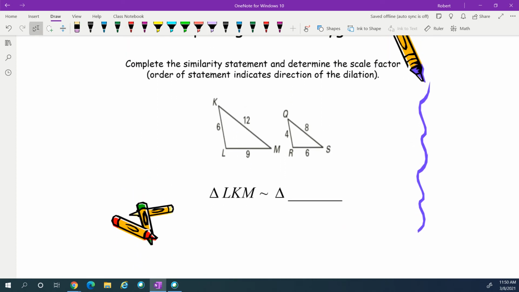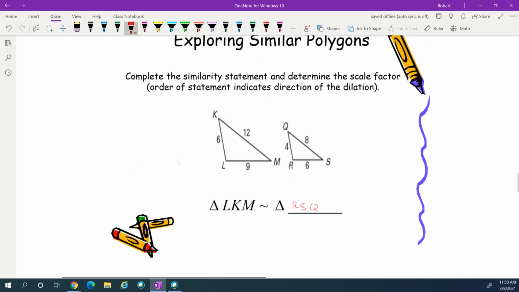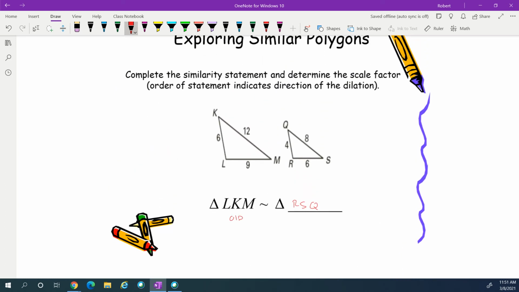We're asked to just complete the similarity statement and determine the scale factor. So LKM is similar to triangle RSQ. And for the scale factor, the note says that the statement indicates the direction of the dilation. So we're going from LKM to RSQ. So that means this is the old, this is the new. So scale factor equals new over old.